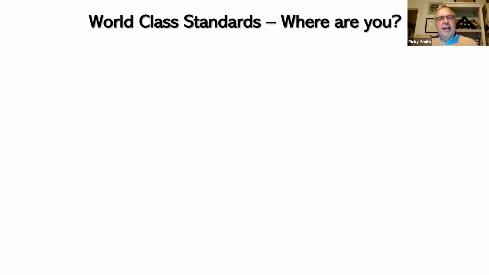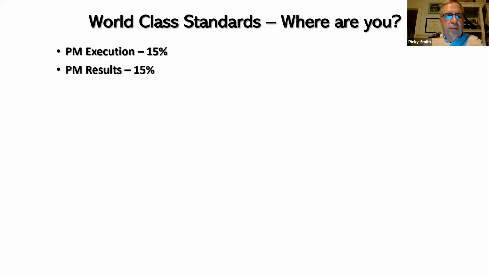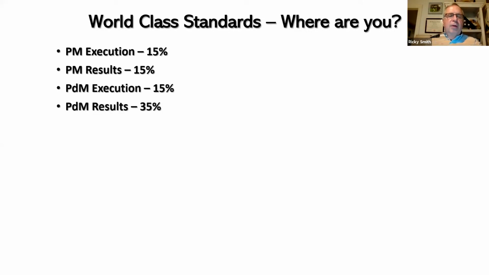So world-class standards. Let's focus in on that. Where are you? PM execution should be 15% of labor hours. PM results should be 15% of labor hours. In other words, we execute PM, and then the results from it should be 15% of labor hours. PdM execution, 15% of labor hours. Look at this, PdM results, 35% of labor hours. Now yours could be different. I just like to measure it because it tells me something. It tells me a story, and that's what metrics should do, tell you a story.